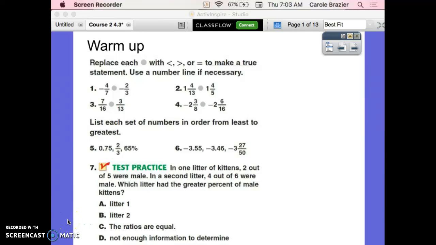Hi guys, to begin with, you need to pause the video and complete the warm-up. You will have 5 to 6 minutes to do so, and then I will give you the answers. So pause the video and complete your warm-up.